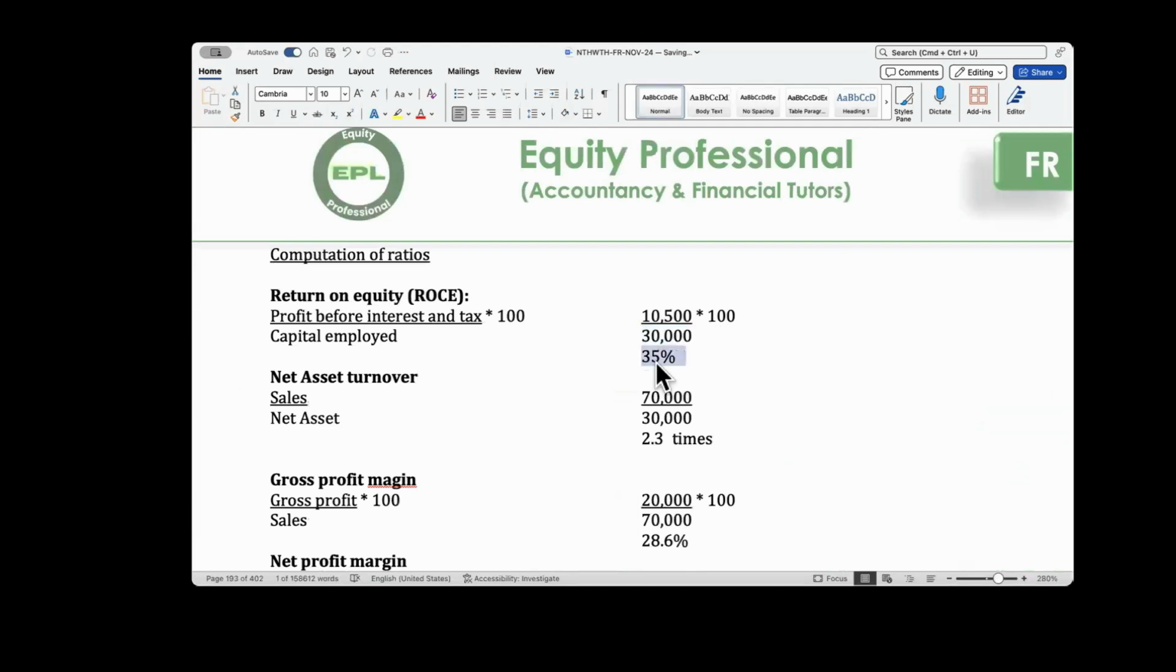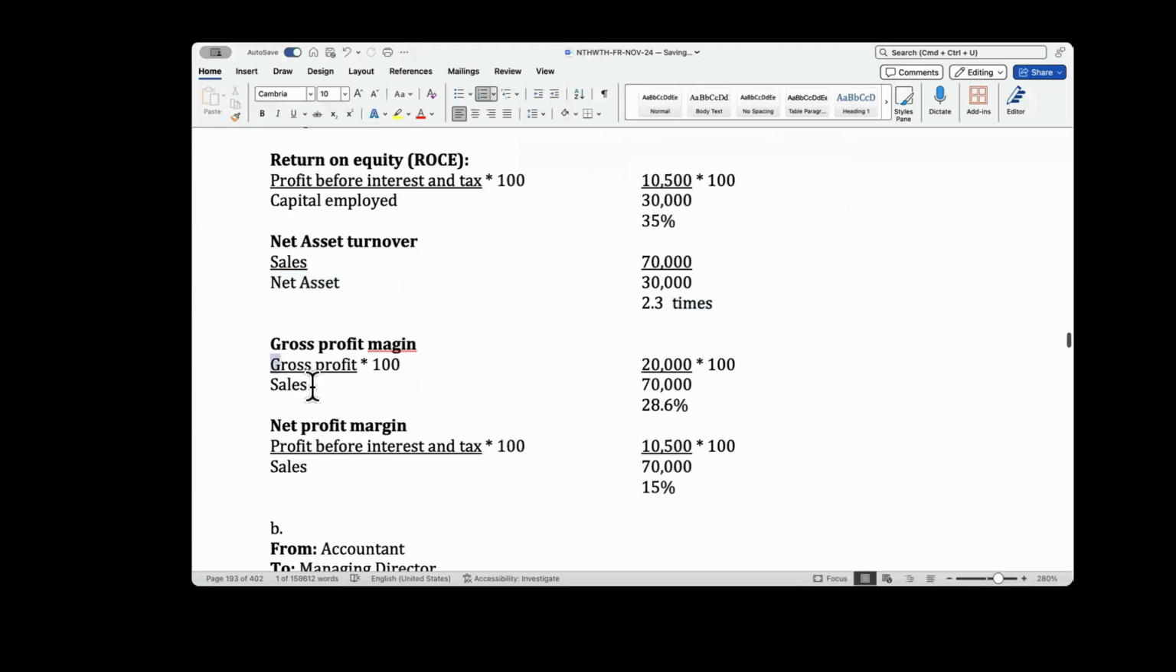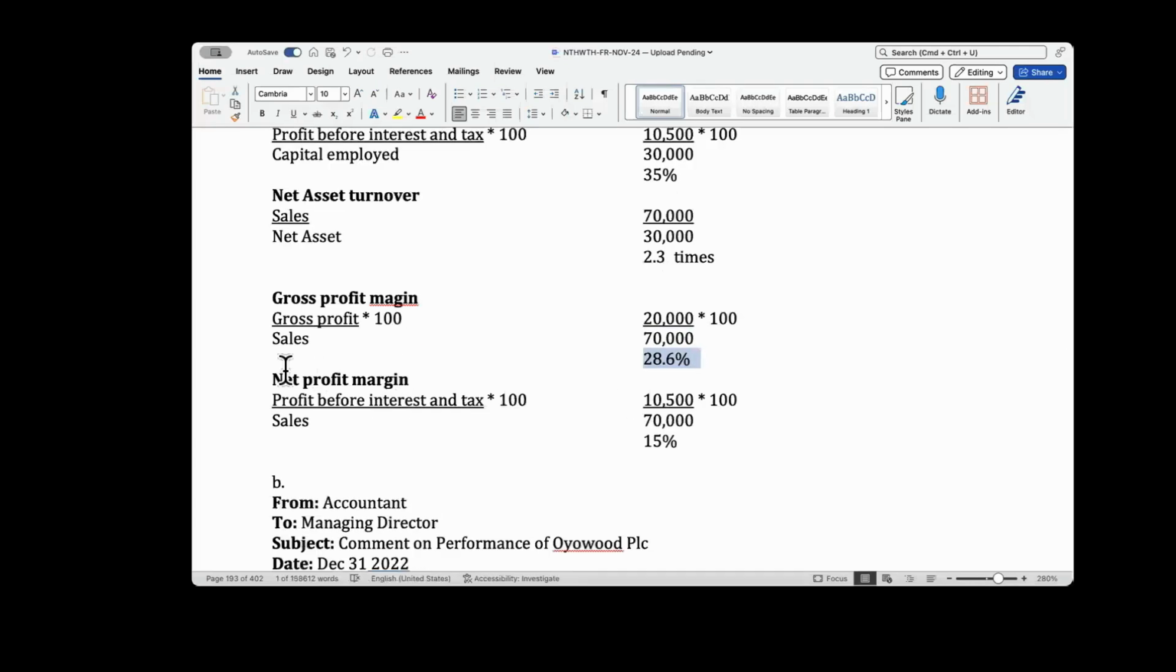So I get 35%. My net asset turnover is sales over net assets. Sales is 70. I just use my capital employed here. I told you that for net asset turnover, I always use equity plus debt. So 30,000. I get 2.3 times. My gross profit margin is gross profit over sales. My gross profit up there is 20,000, sales is 70,000. I get 28.6%. And my net profit margin, when you see net profit margin, see it as operating profit margin.